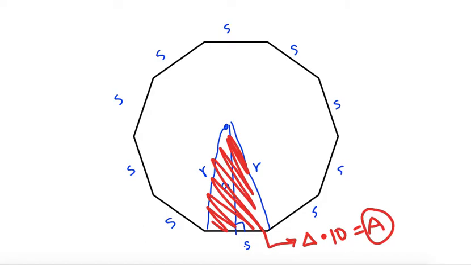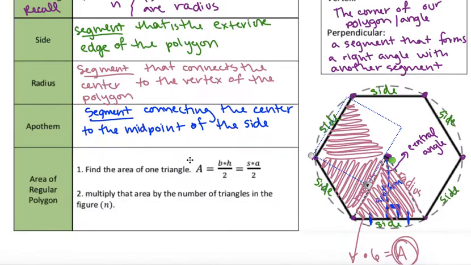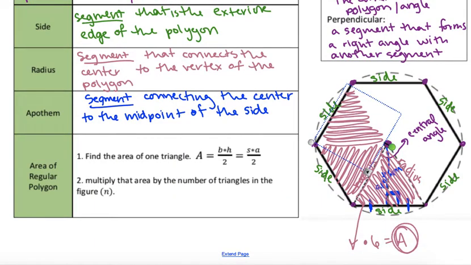We have this formula that says the area is going to be the area of the triangle times n, which is the number of sides. So we have this times n. Our goal is to know what the side length is, the apothem, and how many sides we need.